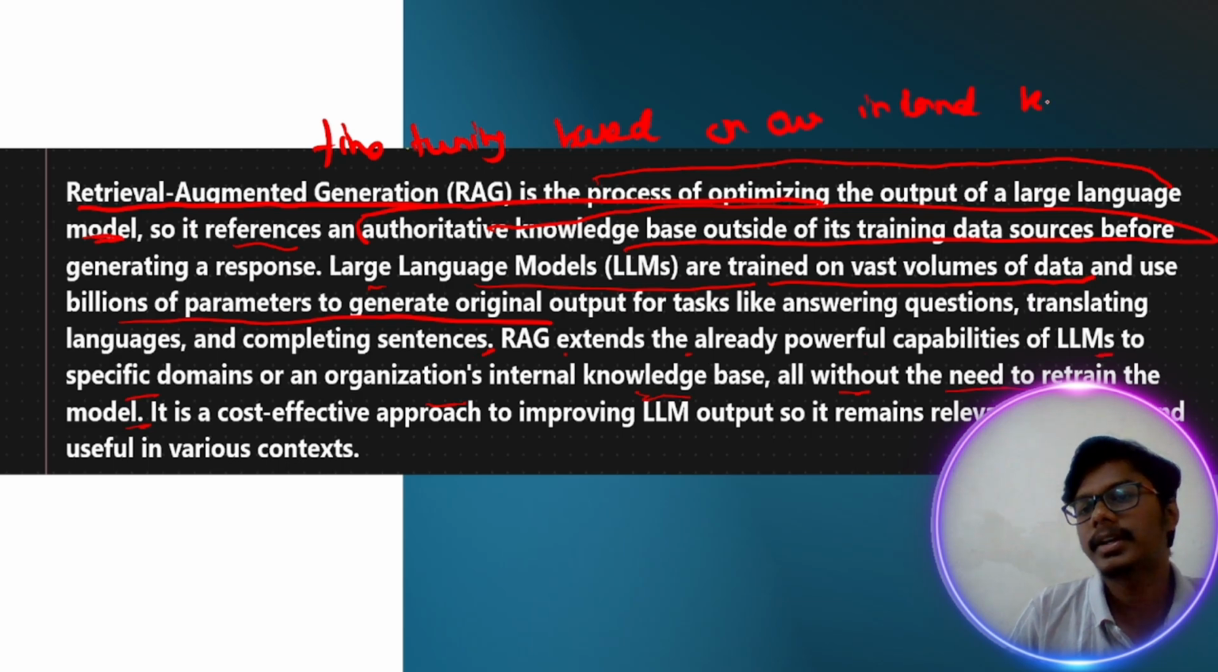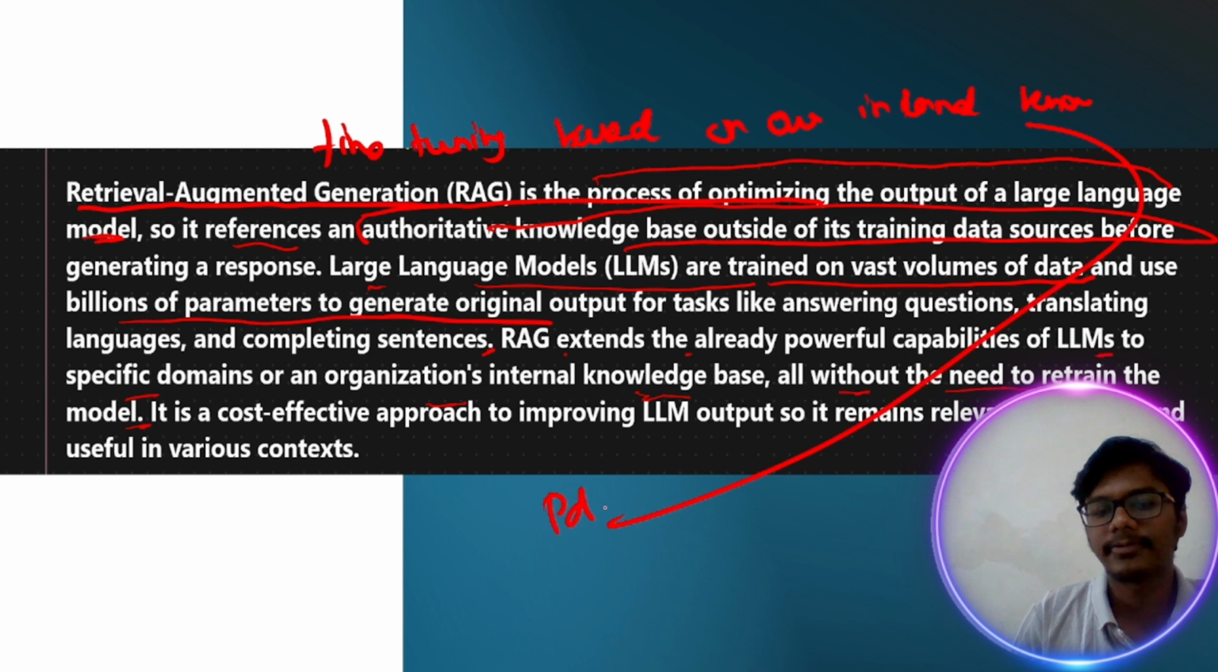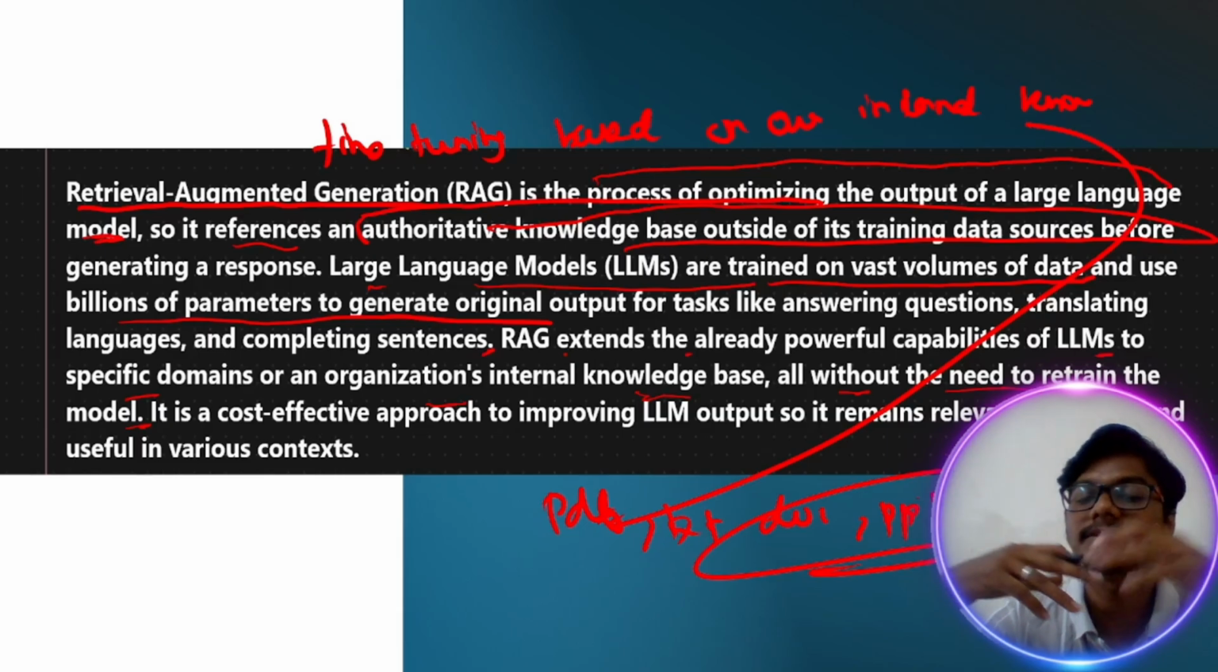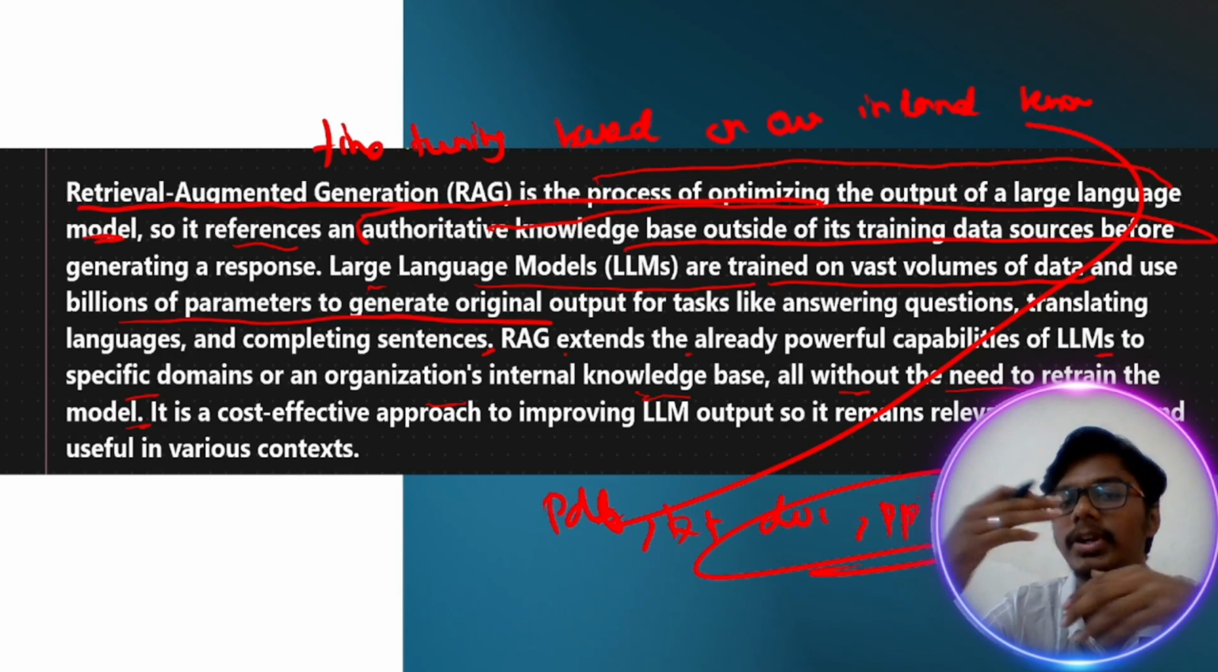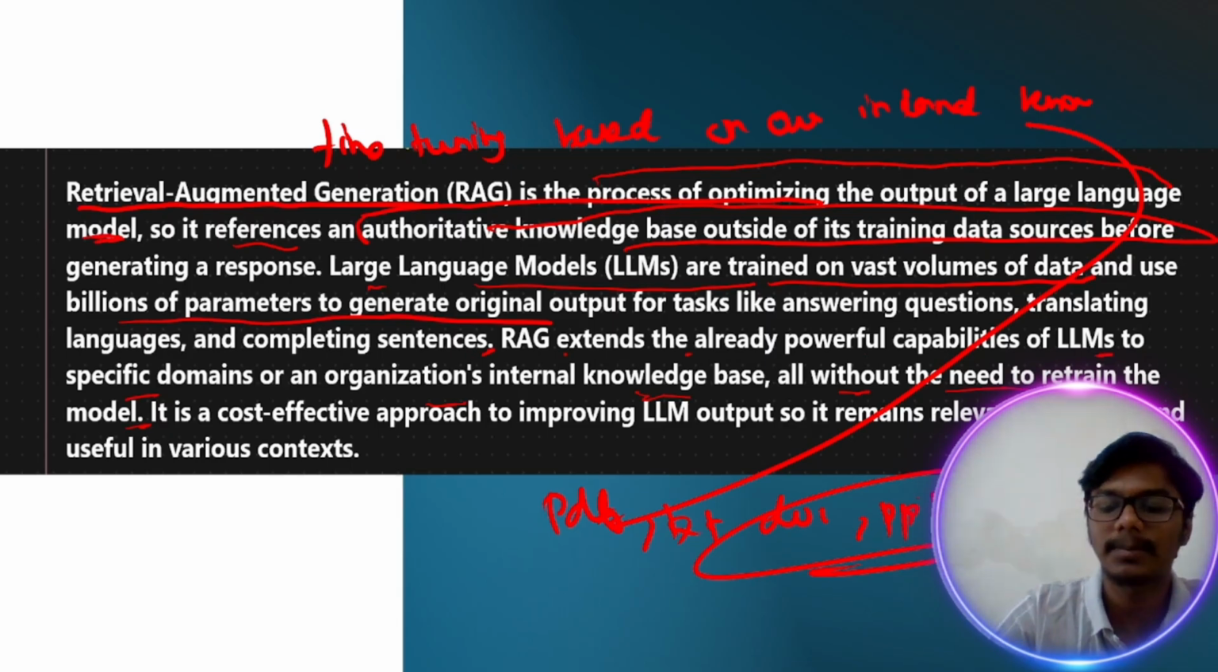Internal knowledge base is nothing but PDFs, text documents, PPTs, presentations, terms and services, and likewise a lot of things. We are going to train the model based on our internal knowledge base, right? The large language models are already trained using vast volumes of data. We are just bringing the large language model and fine-tuning it. So that's where RAG applications come in.